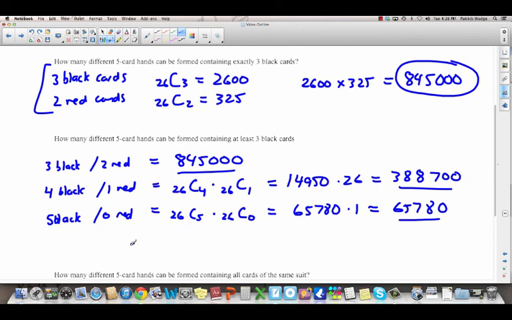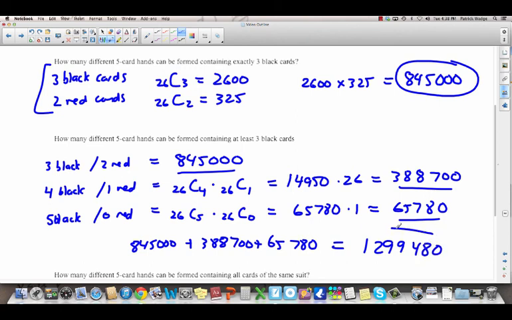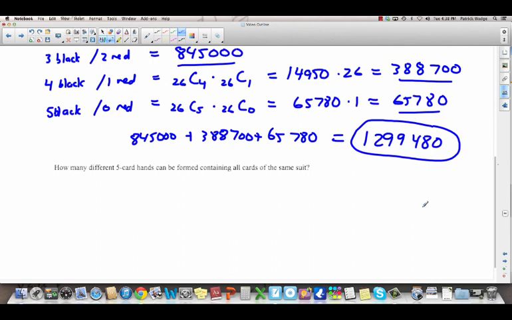So to get your final answer, you're going to add together 845,000 plus 388,700 plus 65,780. And if you do that, you're going to get 1,299,480 hands that have at least 3 black cards.